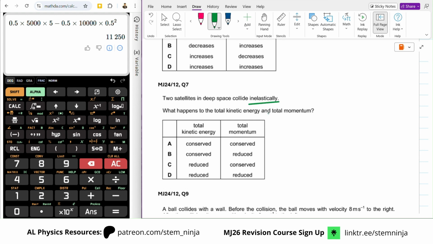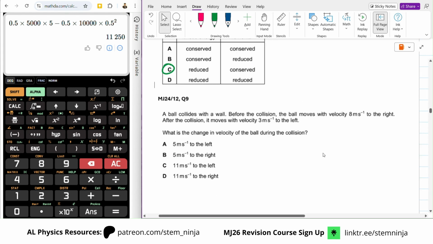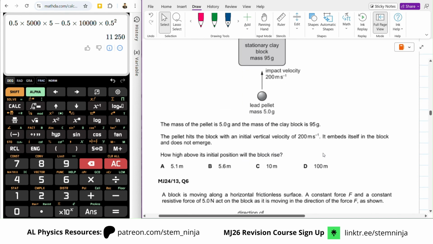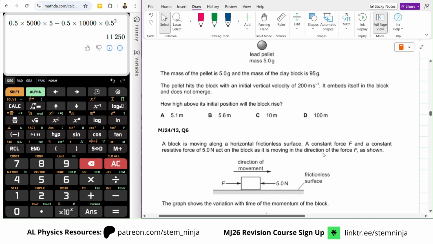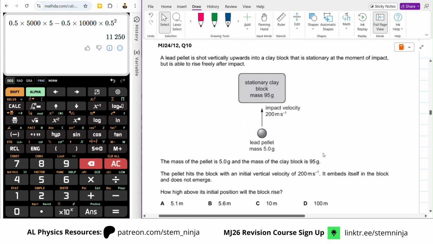Collide inelastically, so total kinetic energy is not conserved, it is reduced, and total momentum is conserved. C, same. I think it's the same question. Right. Okay. So this question is also repeated. I think you can see this in 2012 also. I've forgotten what variant it was.